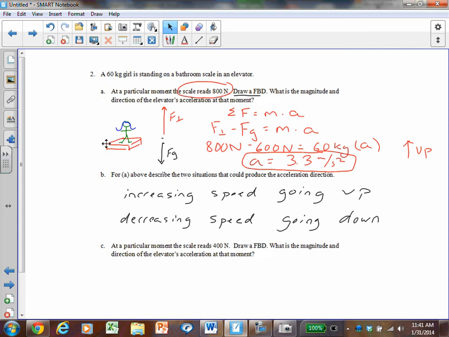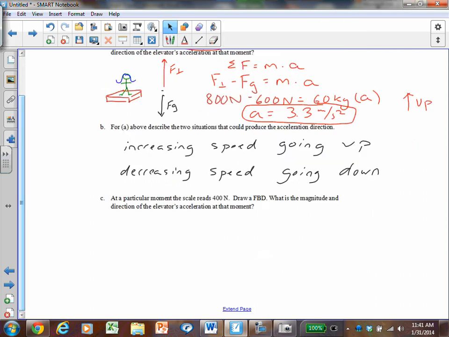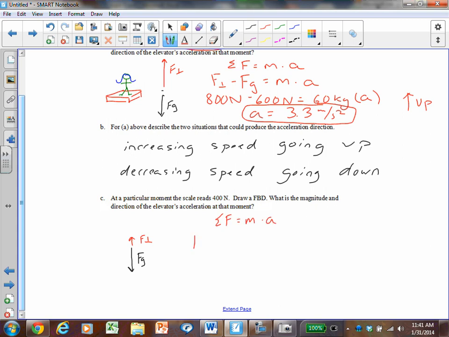At another particular moment, the scale reads 400 newtons. Draw the FBD, but this time FG is the same, but F perpendicular now is smaller. And we sum the forces, but we have a different winner. FG is now the winner, minus F perpendicular equals MA. And FG is 600 newtons minus 400 newtons equals still 60 kilograms times A.